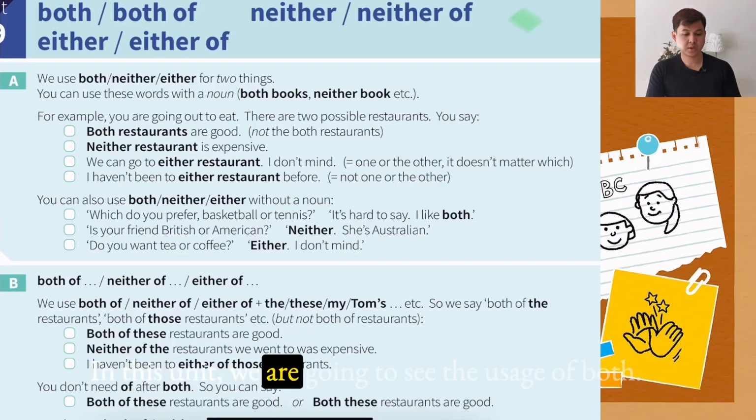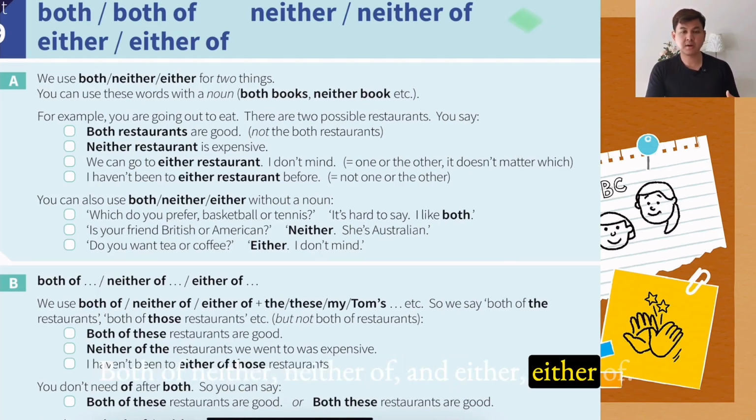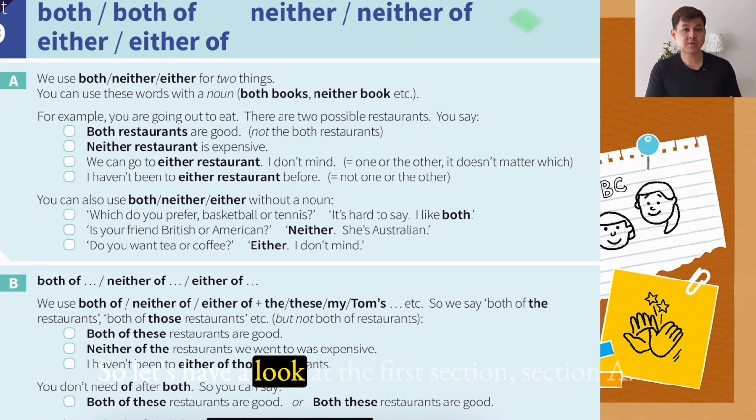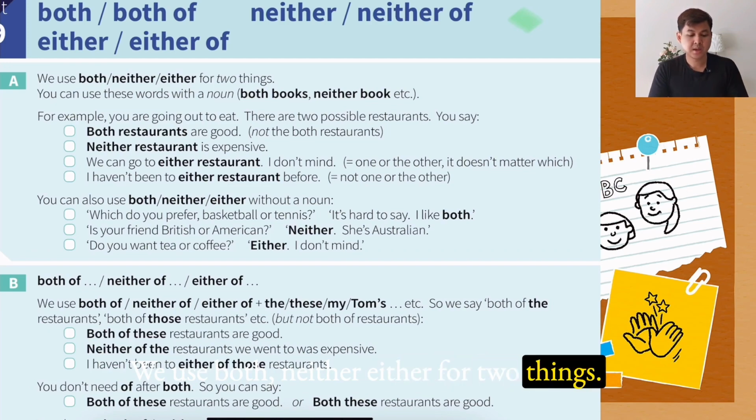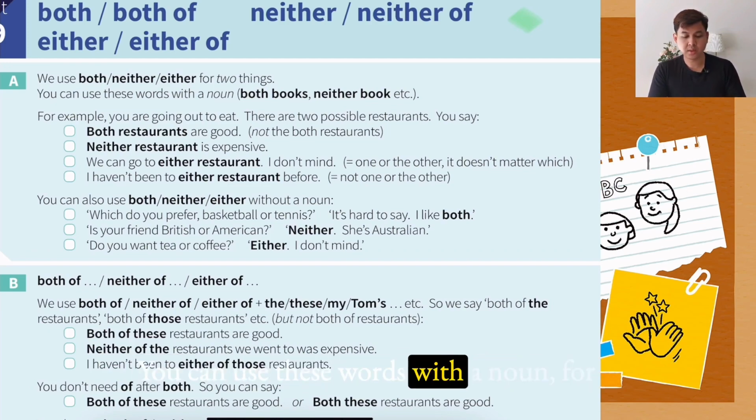In this unit, we are going to see the usage of both of, neither of, and either of. So let's have a look at the first section, section A. We use both, neither, either for two things. You can use these words with a noun, for example, both books, neither book, etc.